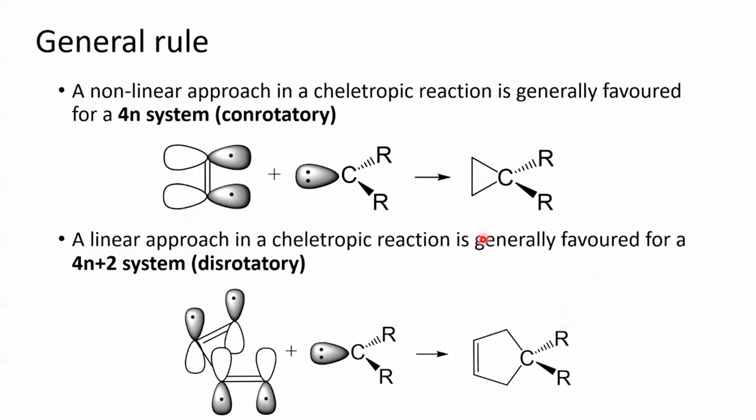And indeed, this is a general rule. A nonlinear approach is generally favoured for a cheletropic reaction that involves a 4n system, and the p orbitals in the double bonds are going to rotate in a conrotatory fashion to intercept the orbitals of the single atom species. Conversely, a linear approach is generally favoured for cheletropic reactions involving a 4n+2 system. So here we have a pair of double bonds, and these outermost p orbitals of the double bonds are going to rotate in a disrotatory manner to intercept the orbitals of the single atom species.